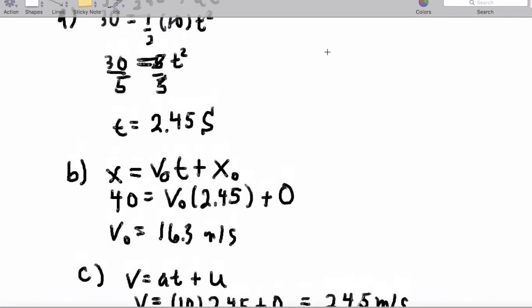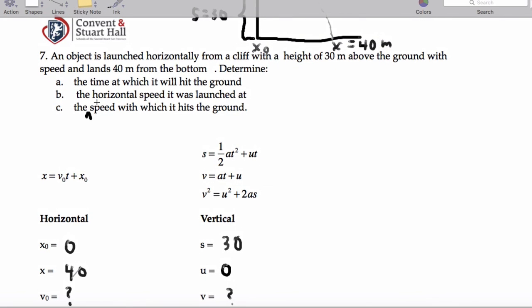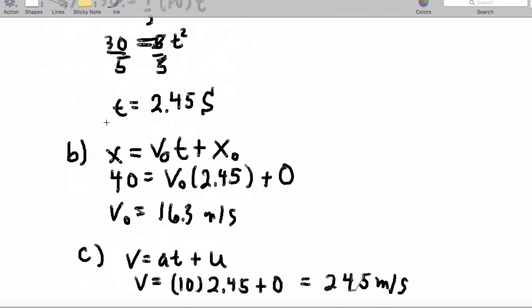And on your test, I'm going to actually change this. I'm going to say determine the vertical speed with which it hits the ground, because when I say the total speed, that's something a little bit different that we're going to talk about just a little bit later on. So that's question number 7, and we'll take a look at the last question in the very last video.